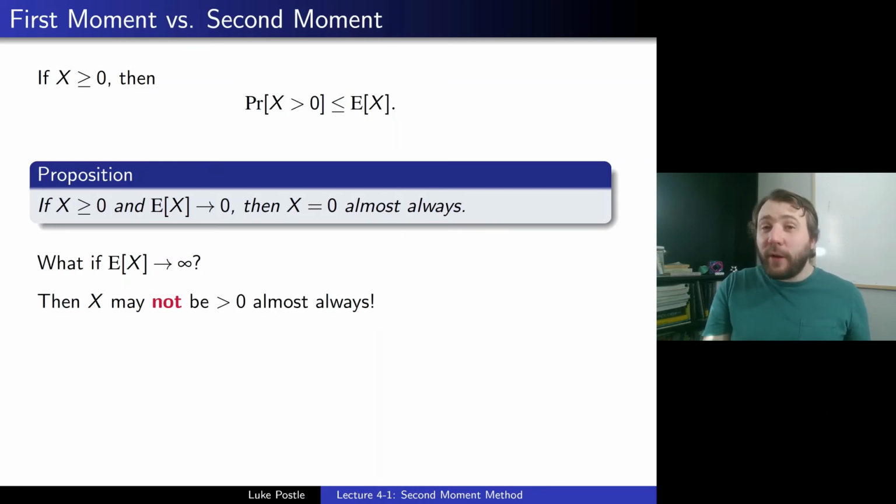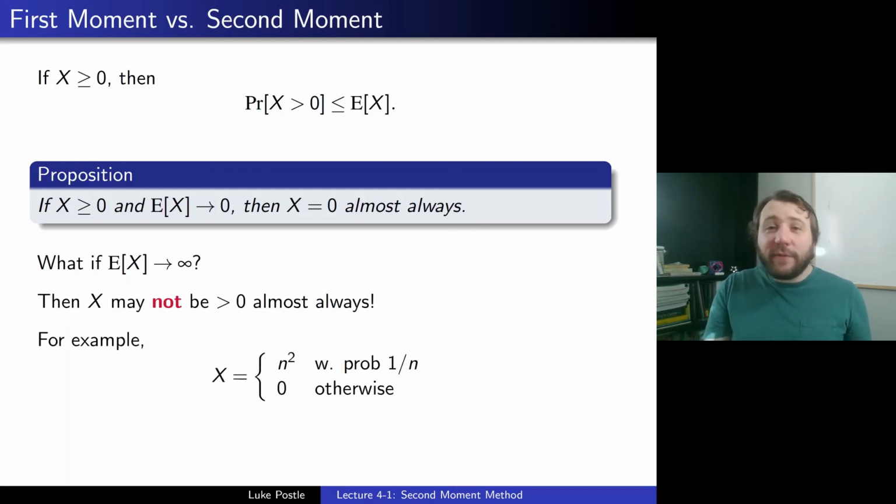But if you stop and pause and think for a moment, you'll realize there's a random variable, very simple, that shows this is not true. Namely, for example, you could have x be n squared with probability 1 over n and 0 otherwise. So there could just be one point, for example, that has all of the mass. So here the expectation, of course, would be n, which is going to infinity, but it's 0 with probability 1 minus 1 over n, so it'll actually be 0 almost always. So that's just an example.